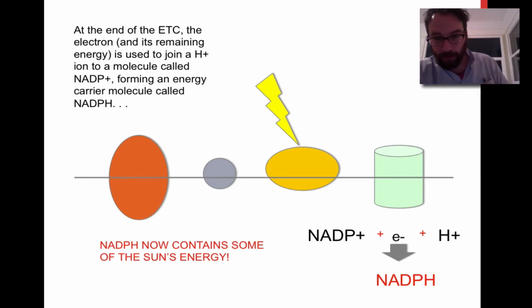So what's happened right here is that some of the energy that originally came from the sun, that was transferred to the excited electron, that was transferred from molecule to molecule in the chain, is now stored in NADPH. So we've completed our transfer: light energy in the sun to chemical energy in NADPH. So what about all this pumping? What was happening there?